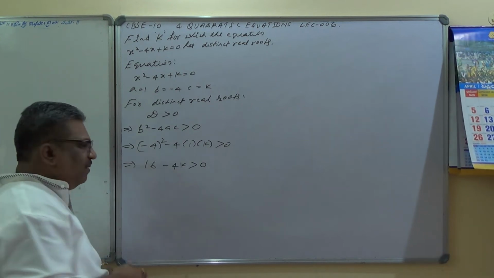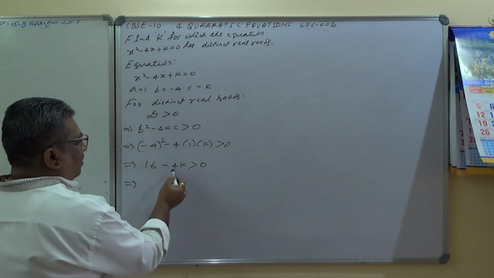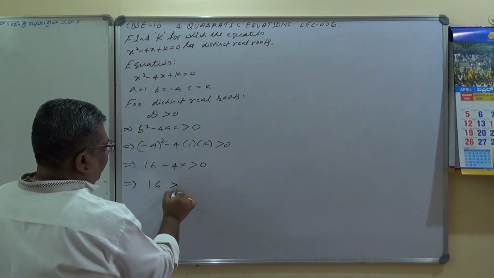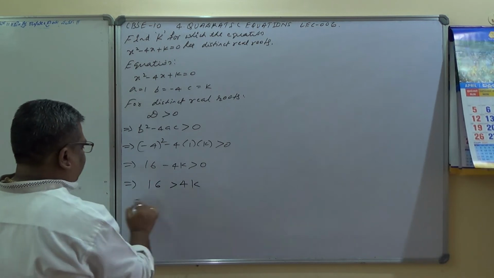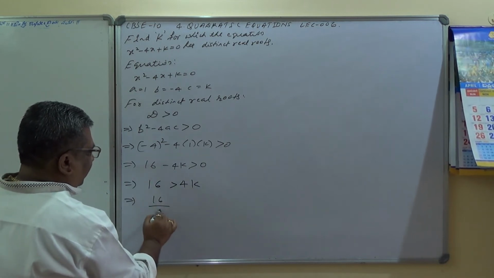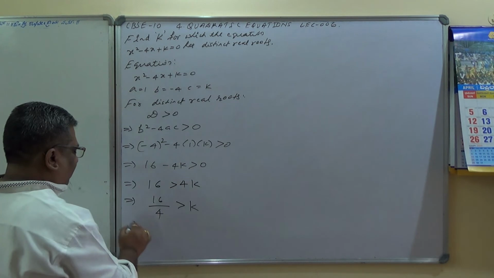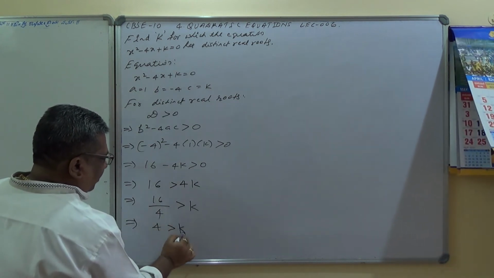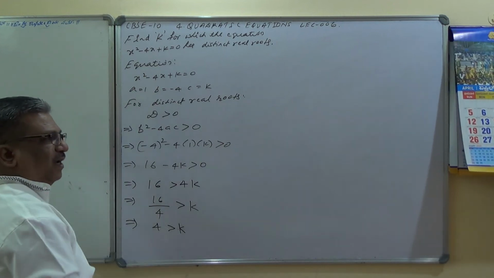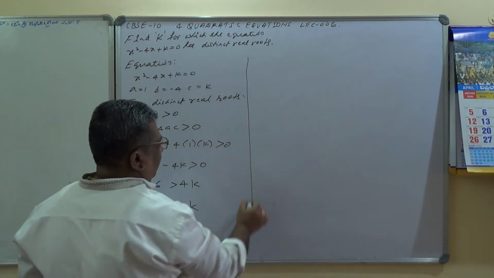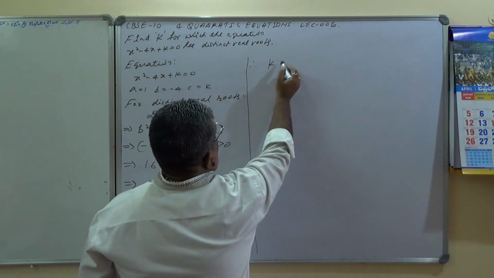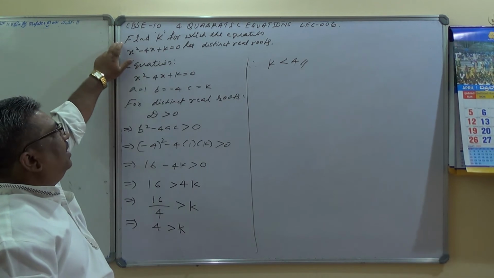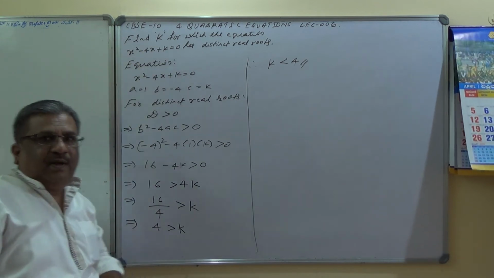So transposing about this inequality is similar to transposing terms about an equality. Implies this minus 4k, I will transpose that side to make it positive here. 16 should be greater than 4k, isn't it? Implies 16 divided by 4, that means 4, the value of k. What is the meaning of this? 4 should be less than the value of k. Therefore k should be less than 4. This is the answer, for which this equation has real and distinct roots.